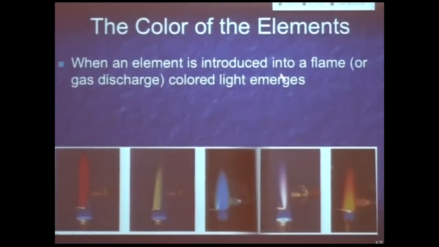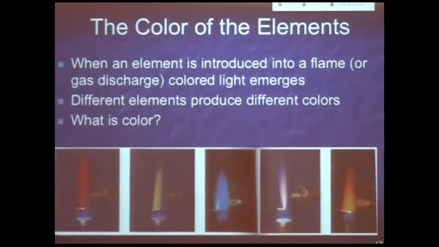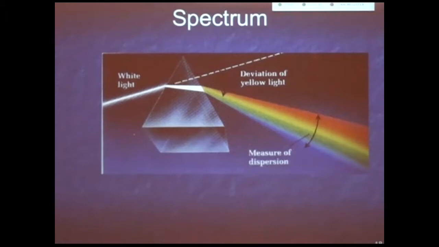So when you get these colored images, what is going on? Different elements produce different colors. First of all, we need to know what color is. Now you know a little bit about color from your experiments and reading in high school, or we've shown you pictures of the rainbow. That's why I had the picture of the rainbow at the beginning of this part of the lecture. This is a discovery that Isaac Newton made.